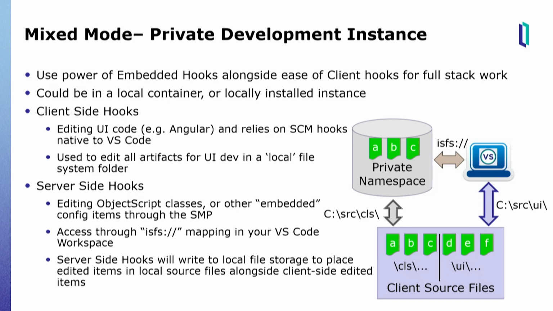Client-side hooks here are actually used for editing UI code, like Angular code, and rely on the built-in hooks inside of VS Code. And they're used to edit all the artifacts for UI dev in a local file in the file system, and then they can use ng serve in order to serve it up and do their testing, etc. The server-side hooks can then be used for editing their ObjectScript classes or other embedded config items in the SMP, so they're able to capture things like changes to a production or changes to lookup tables or changes to mapping rules, etc. And that will still be writing, though, to the same local file system and allow you to have both areas of work in the same depot, under the same control, same view in the file system. It takes different routes to get there.